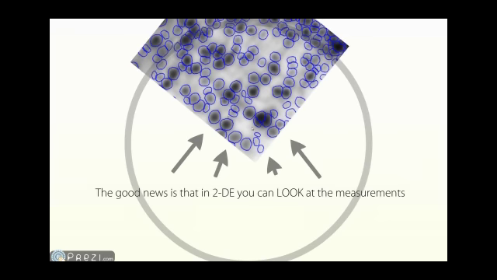But the weakness, or the bad news, is of course that there are so many measurements. If you have 10 gels with 2,000 spots in each, you easily have 20,000 spots. And it's just practically not possible to go over every single spot and assess its correctness.